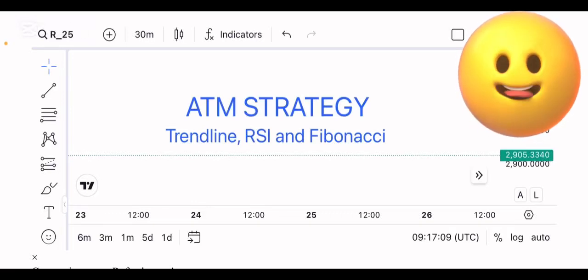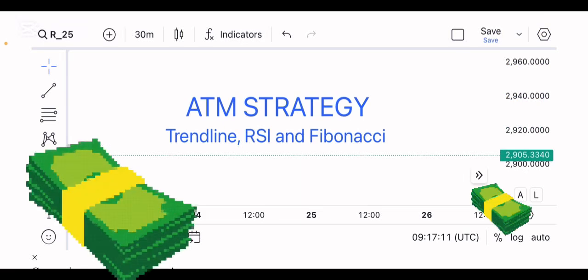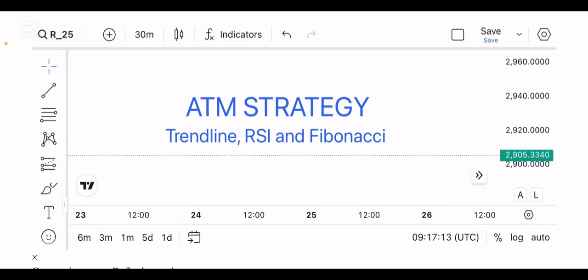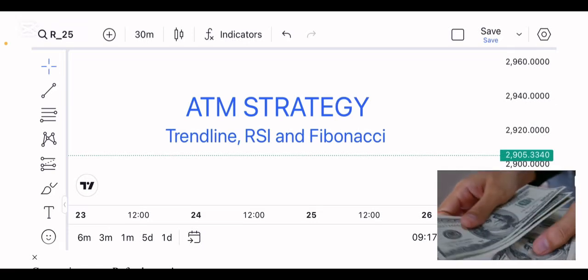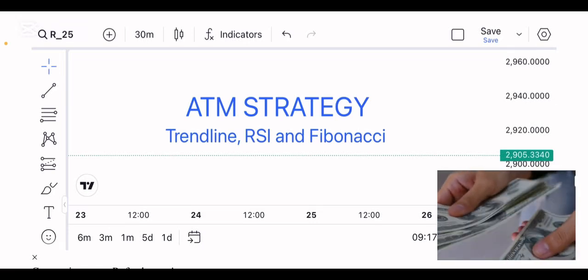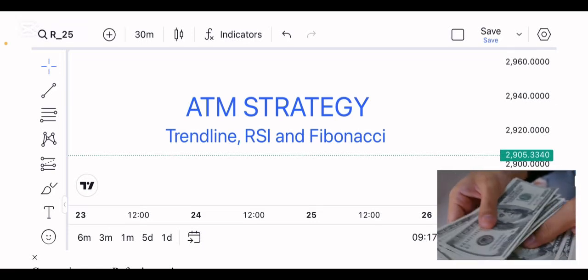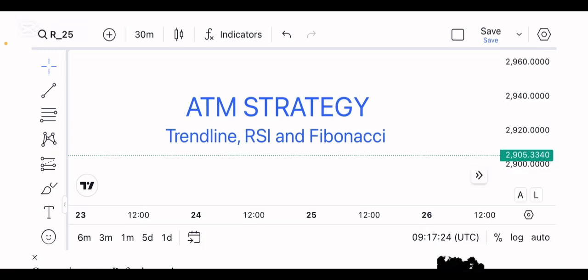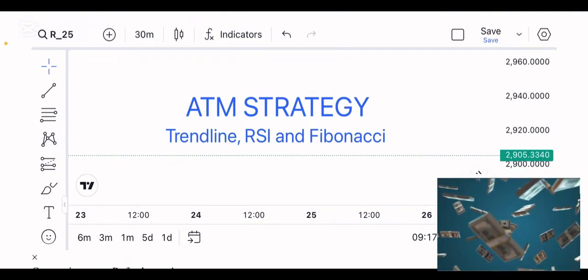So listen guys, in this video I want to teach you my ATM strategy. I call it ATM because it's like going to the bank and withdrawing money, but this time not with an ATM card but with your knowledge. This strategy involves using the trend line, the RSI and the Fibonacci to make you a lot of money.